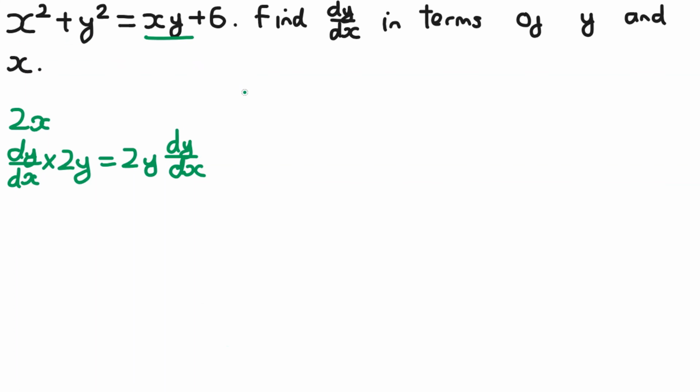The good thing about this is because on this side of the equation both the terms have dy over dx, what we can do is factorize out dy over dx, such as we get this here, and then we can divide both sides by x minus 2y, so we can move this onto this side as the denominator and get dy over dx is equal to 2x minus y over x minus 2y, and this is dy over dx in terms of y and x.